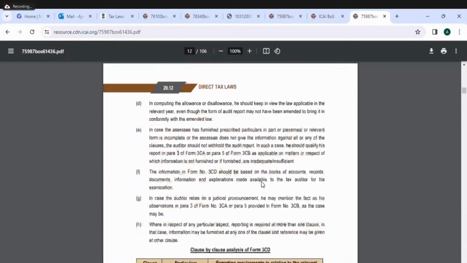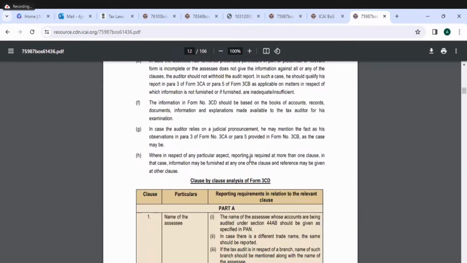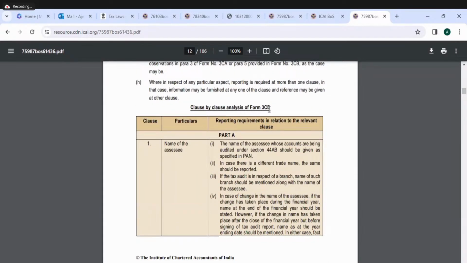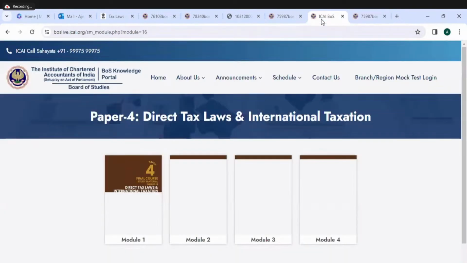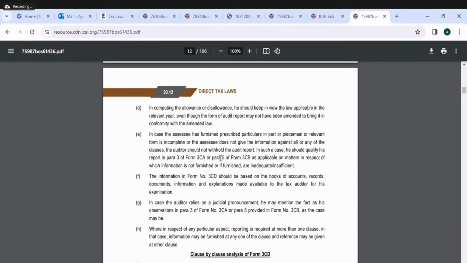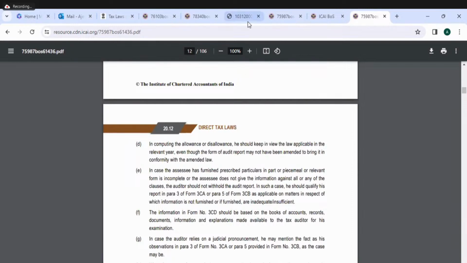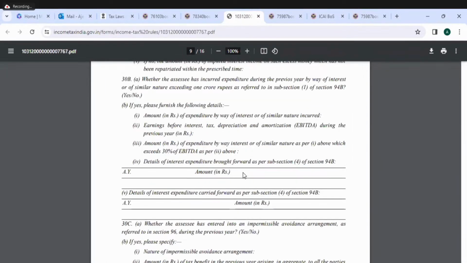If you see, it starts from page number 12, your clause by clause analysis of form 3CD. So it's already discussed in your study material in chapter 20, and you can get this form 3CD from the income tax website also.